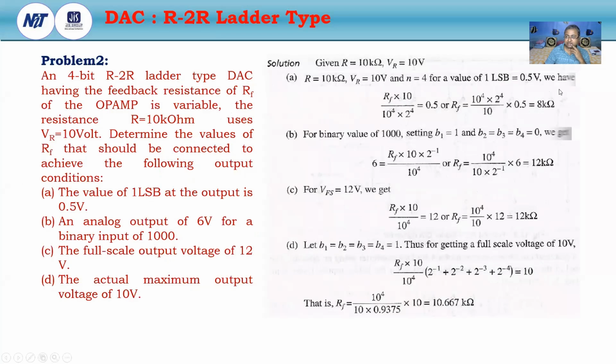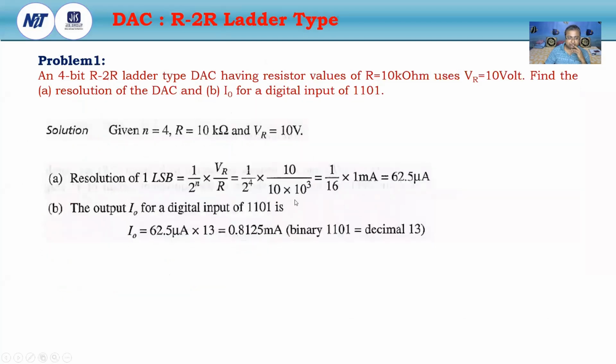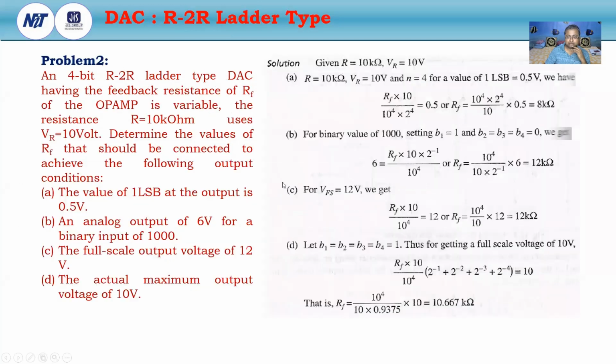So what will be the value? Now this 0.5 volt is 1 LSB. So what is the value of 1 LSB? Now 1 by 2 to the power of n, VR by R. So put here 1 by 2 to the power of n, VR by R. R is 10 kilo ohm, VR is 10. Okay, into RF. So RF here, this is the value. So we will get the value of RF here.